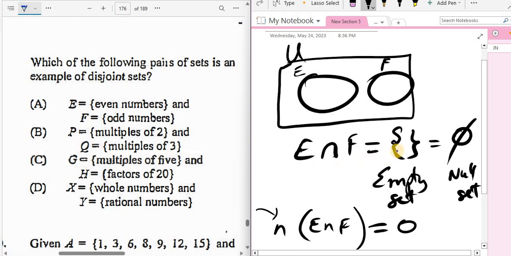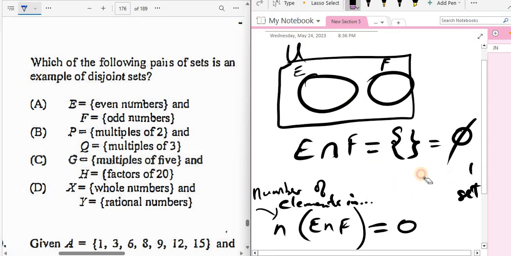When you're listing the elements, you put the braces, the curly brackets. But because we put the curly brackets, we can't put any members in it. We say that's an empty set. We leave it empty. But once you're counting, you use this notation, n open bracket, and put the set inside, E intersect F. Alright? This is notation for what, guys? Number of elements in whatever set. Right? Guys get that? The number of elements in whatever set.